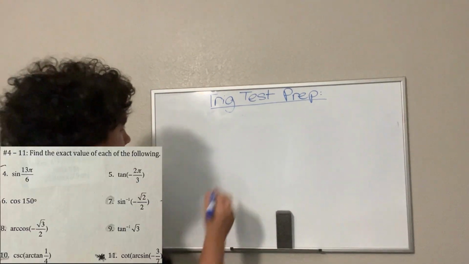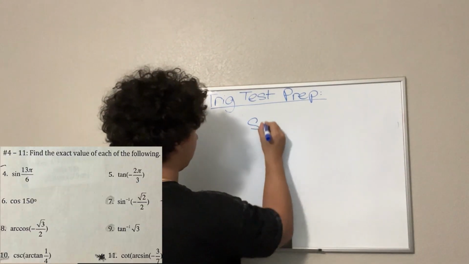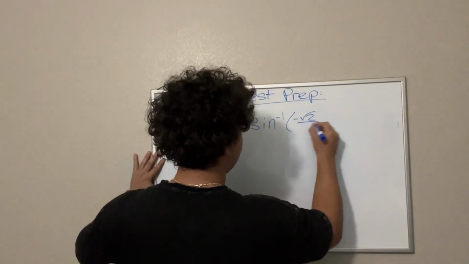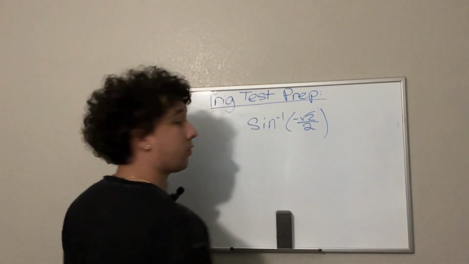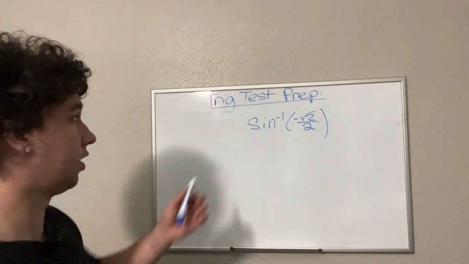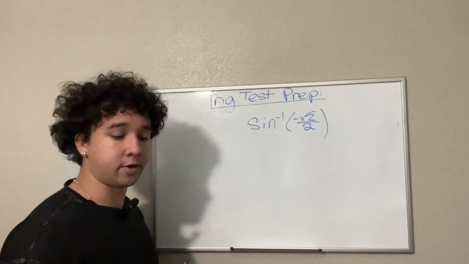All right, now we're switching it up a little bit. We got the sine inverse of negative root 2 over 2. So before we get into this, we got to get a little bit of an understanding of how inverse sine or inverse trig values work.